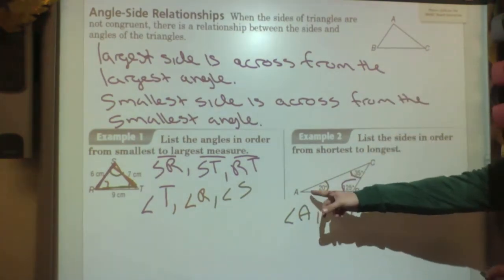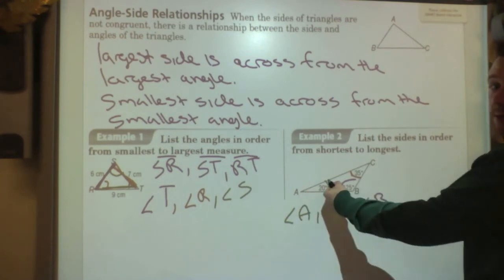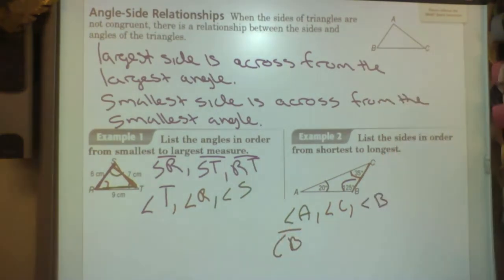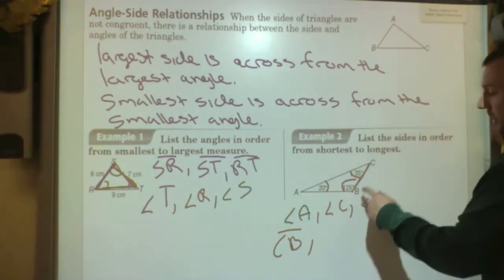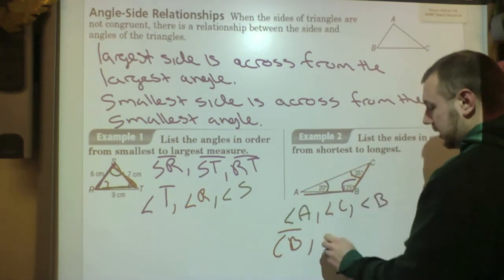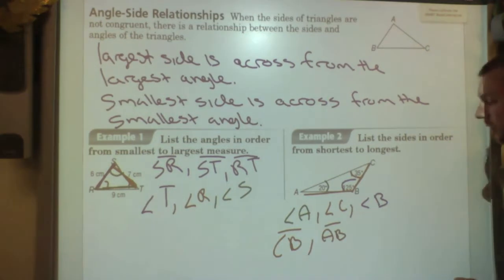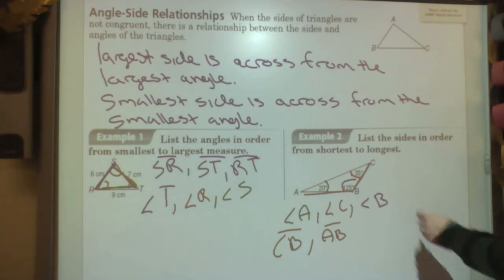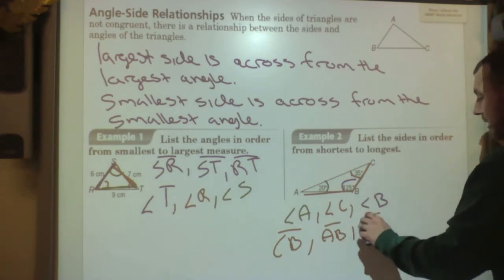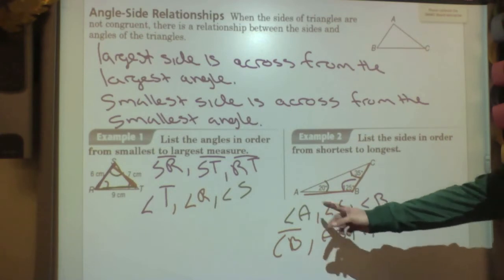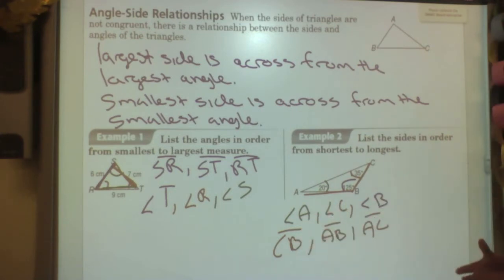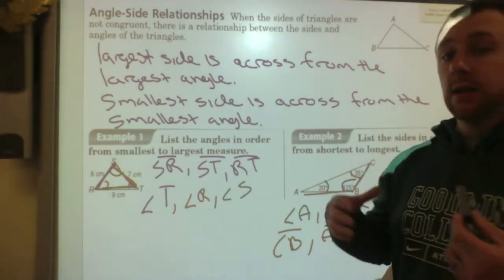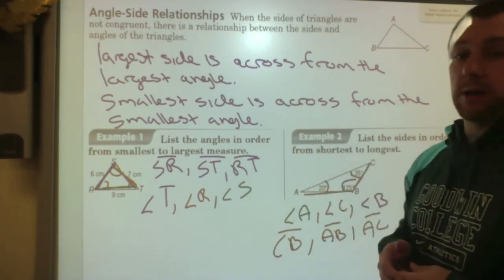So the smallest side is across from A. Across from A, it opens up to this side CB. Remember, that's a segment. Then across from C is this side AB. And then across from B, connecting those hands, is side AC. You'll notice that none of the vertices repeat. So that's how we rank the sides and angles from smallest to largest.